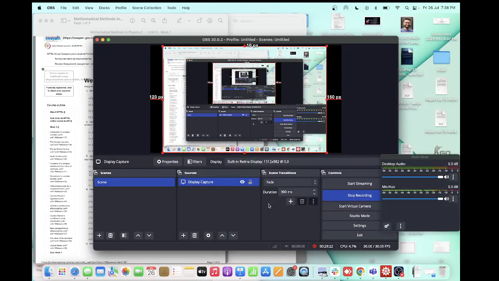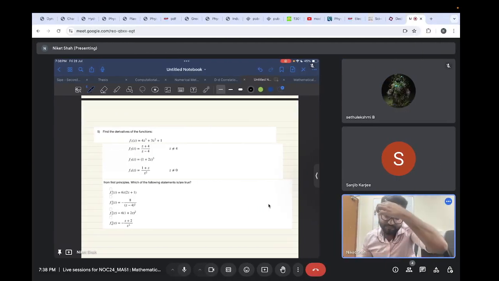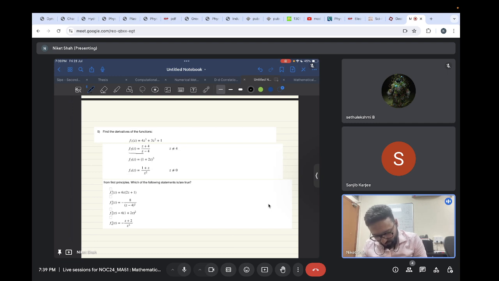The recording is going on, right? Yes. Okay. Now, what this question says is find the derivative of these functions. There are four functions given below. Find the derivative of these functions using first principles. And they're asking which of the following statements are true. So we have to evaluate the derivative of all the functions and check whether the statement that they've given is true or not. So in this case also, I'll solve the first two. The rest is your responsibility.